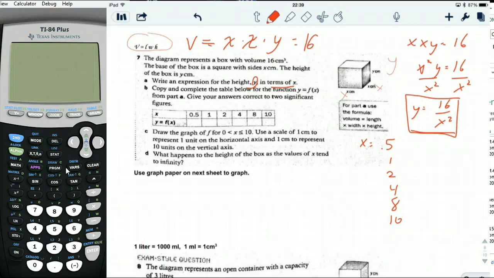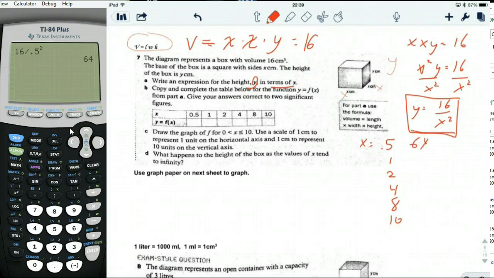There's a couple ways we could do that. We could just type in all the numbers, right? And we'll do one just like that. We'll do 16 divided by 0.5 squared. Okay, and that would give you 64. So that would be 64.